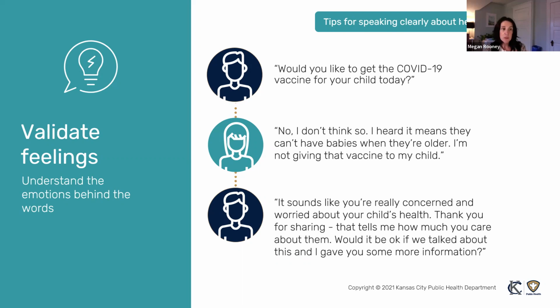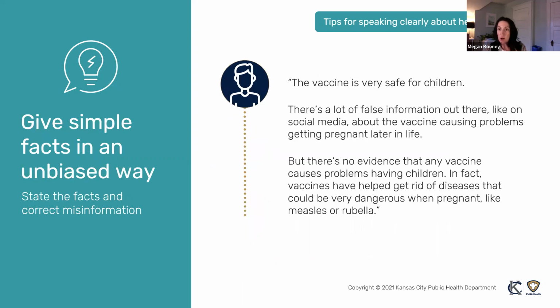The next step is to give them facts in a very simple way. This can be really hard. There's a lot of information out there, but leading with a fact. The vaccine is very safe. And then if you're going to repeat any false information, you want to tell them ahead of time that false information is coming. So there's a lot of false information out there, like on social media, about vaccines causing problems getting pregnant later in life. There's no evidence for that. That's not true. In fact, vaccines have helped get rid of diseases that could be dangerous when someone is pregnant, like measles or something.